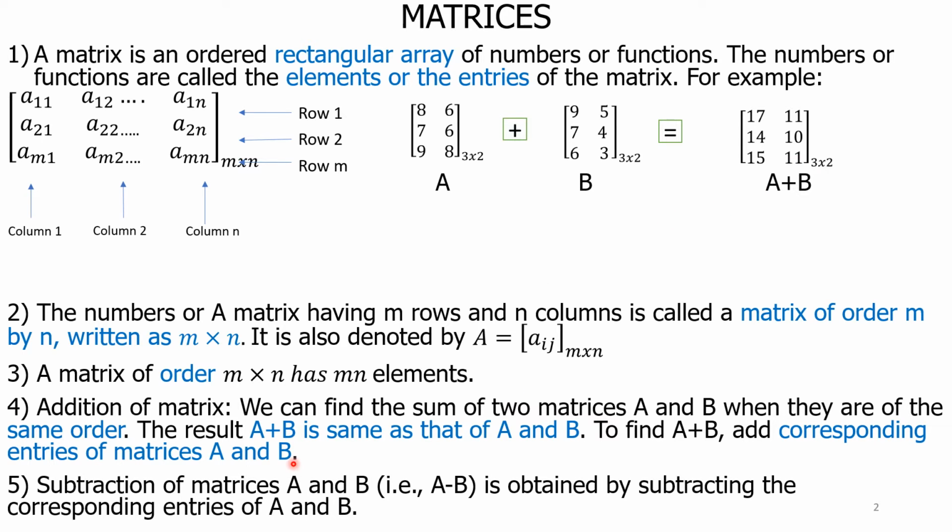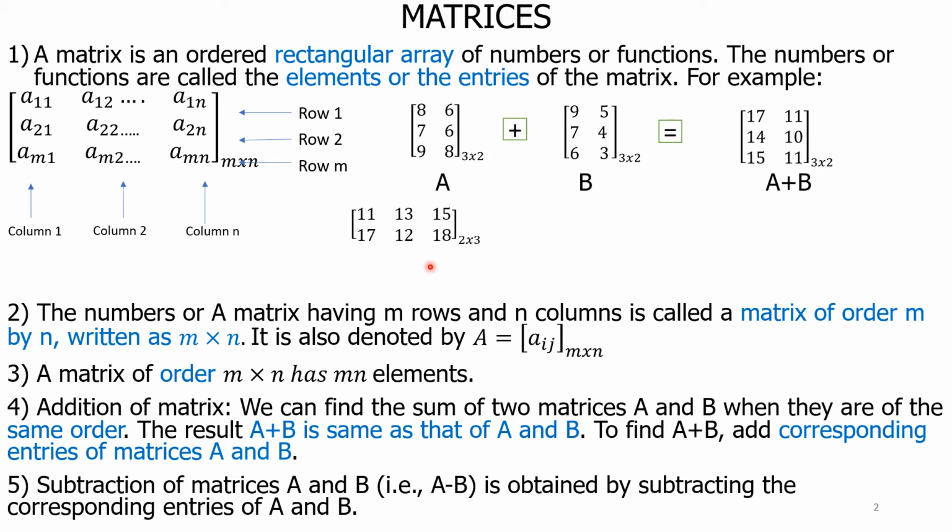Next point. Item number 5. Subtraction of matrices A and B, that is A minus B, is obtained by subtracting the corresponding entries of A and B. In the previous case, addition was there. That is, the previous example was A plus B. In this example, number 5, we have to find A minus B. Let us take another example.